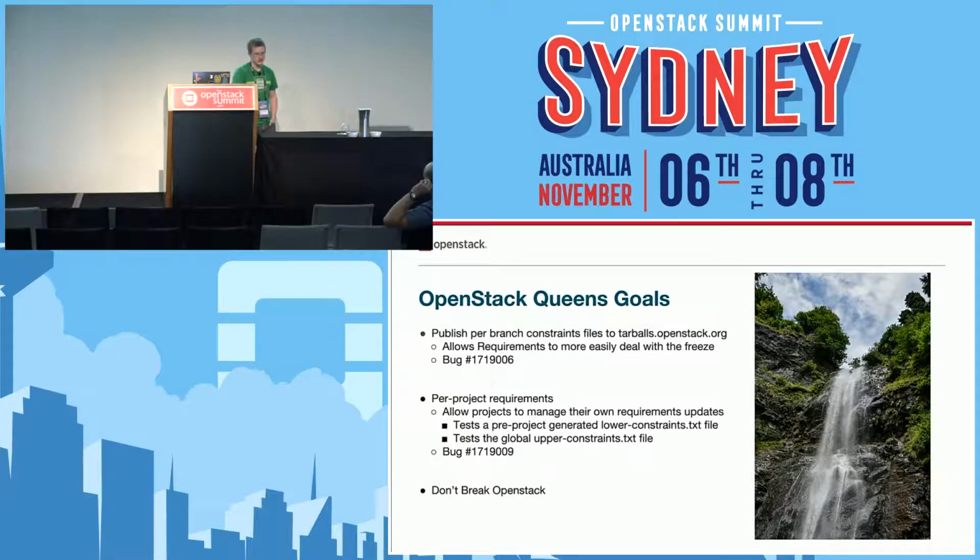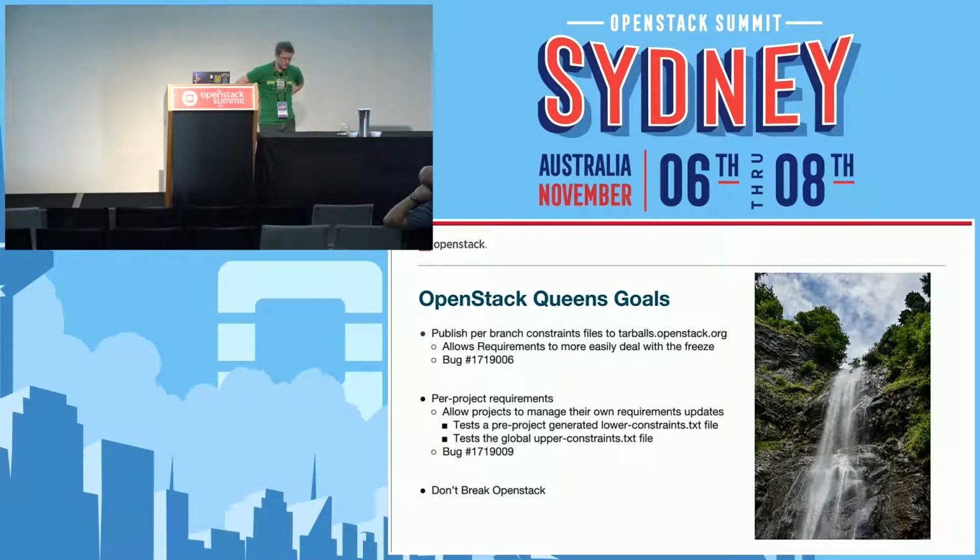In Queens we're working on a couple of different things. One of them is publishing the constraints for each stable branch and for master so that the different projects can use them and it's more easily referenced outside of OpenStack. We have bug numbers for both of the goals that we have today. We're also working on per project requirements, which used to be called divergent requirements, which also used to be called something else. It's had a few generations to its name.